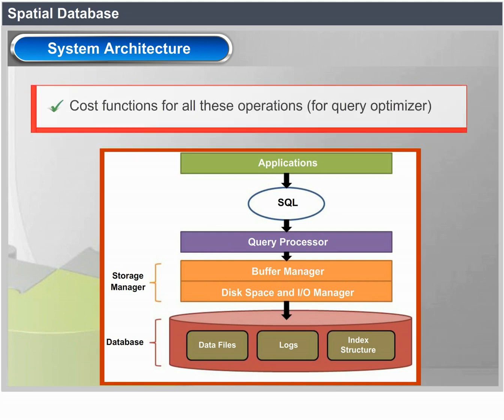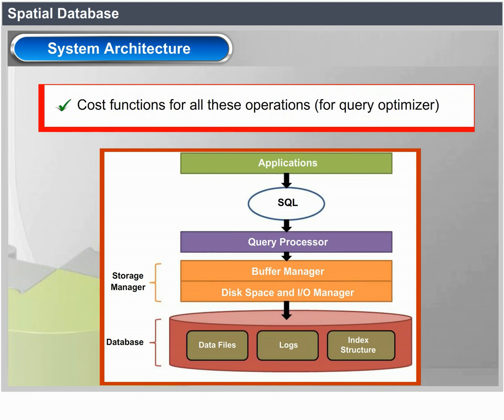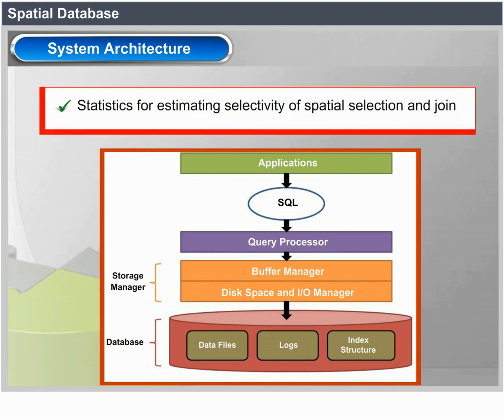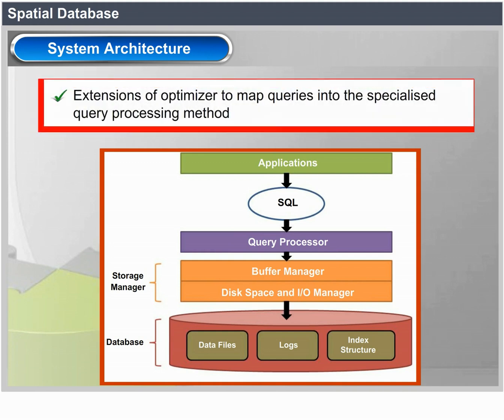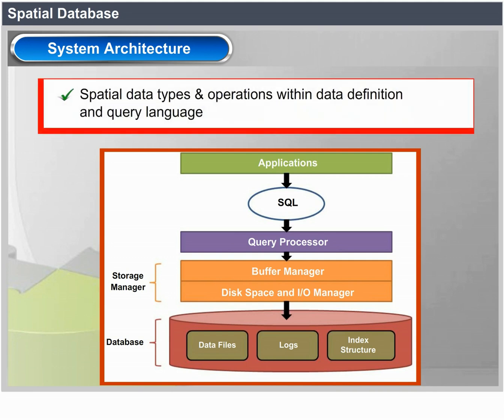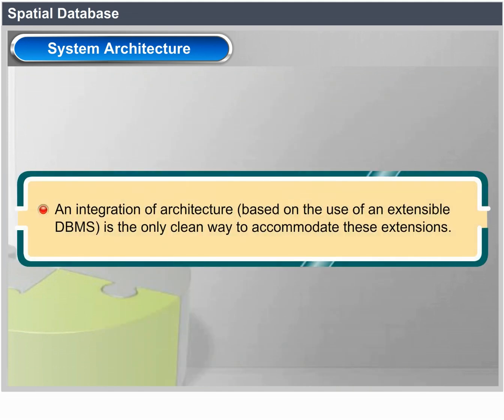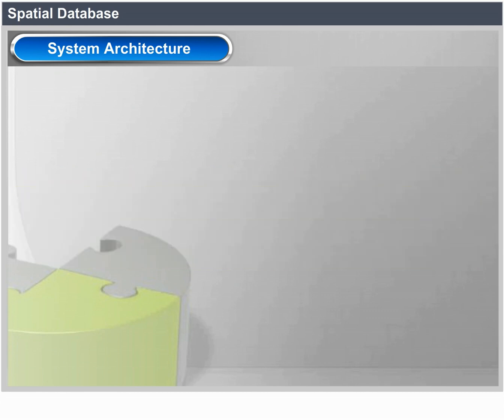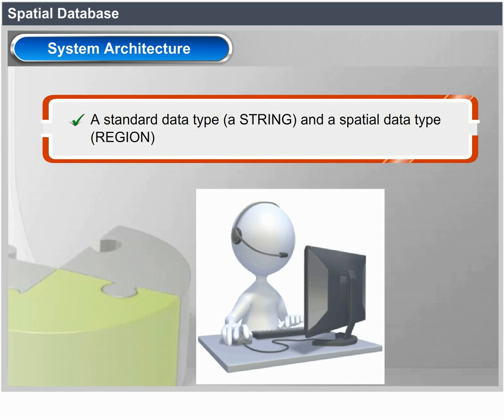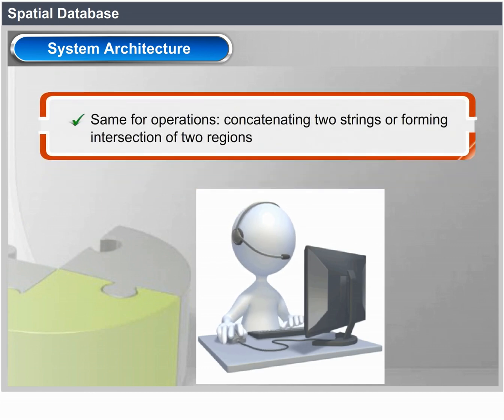For the query optimizer: statistics for estimating selectivity of spatial selection and join. Extensions of the optimizer to map queries into the specialized query processing methods. Spatial data types and operations within the data definition and query language. User interface extensions to handle graphical representation and input of SDT values. The only clean way to accommodate these extensions is an integrated architecture based on the use of an extendable DBMS. There is no difference in principle between a standard data type such as string and a spatial data type such as region. Same for operations: concatenating two strings or forming the intersection of two regions.